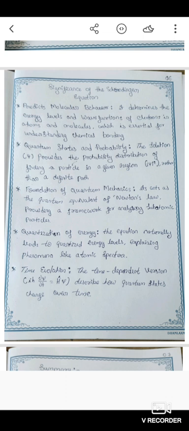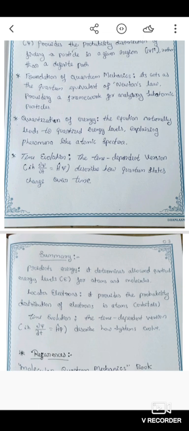Quantization of energy: the equation naturally leads to quantized energy levels, explaining phenomena like atomic spectra. Time evolution: the time dependent version describes how quantum states change over time.